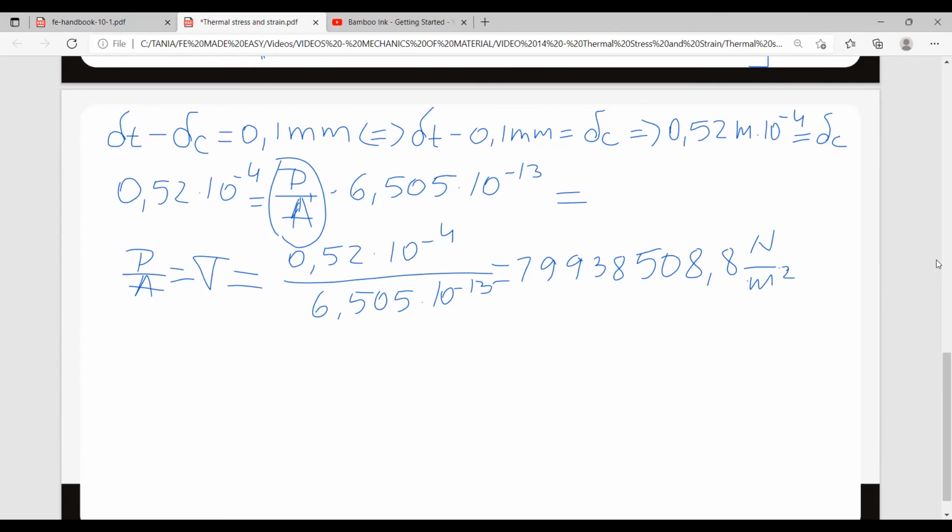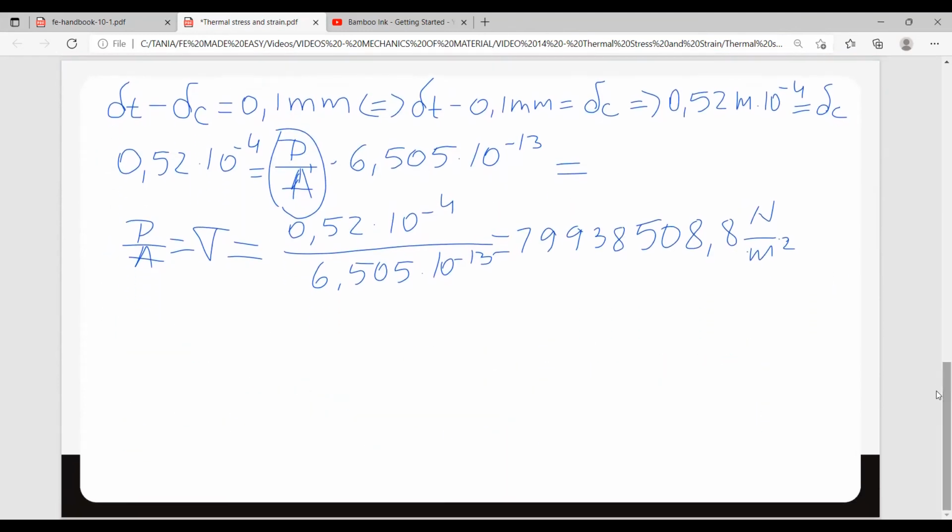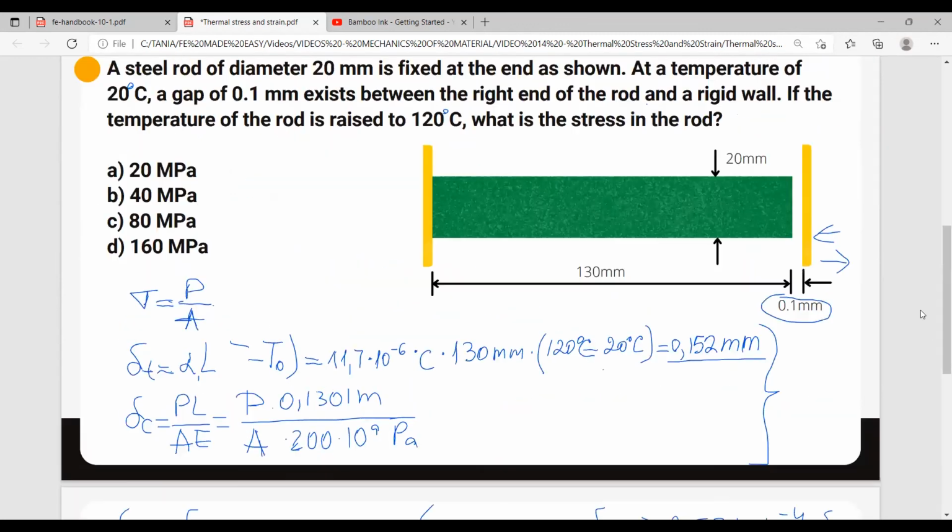And let's make this result a little bit easier. The answers are given in megapascals, so let's transform this into megapascals. Mega means 10 to the 6, so we just have to move the comma 6 units to the front. So we're going to get approximately 79.9. I'll just say 80 megapascals. This is our answer. And let's see which one it is from here. And it is C.